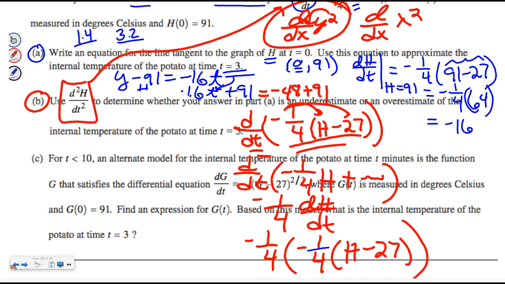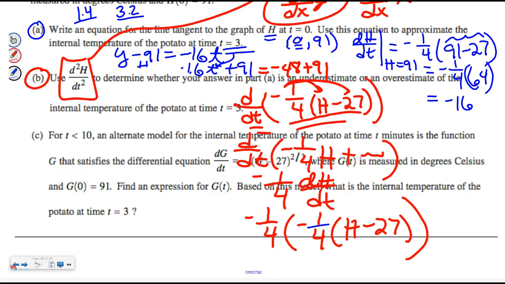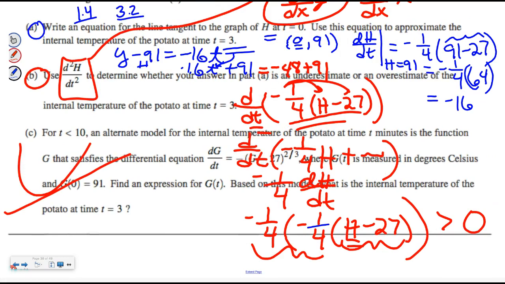So what was the question? It said, use the second derivative to determine whether your answer is an over or an underestimate. You'll notice right here, these two negative fourths make a positive. So I actually have a positive fourth, which means this is greater than 0 for all h greater than 27, right? Because this is positive, and as long as this is positive, but that's why in the stem of the problem, it said that the temperature of the potato was always greater than 27. So I know my second derivative is greater than 0. What that means is my function was concave up. Therefore, my tangent line provided an underestimate.